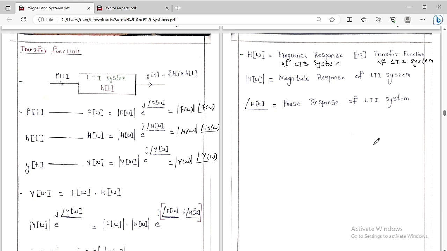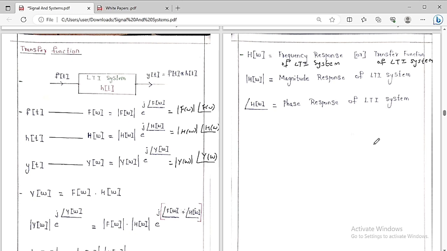Since these are all complex numbers, I convert them into magnitude and phase angle. Therefore, the magnitude of Y of omega is equal to the magnitude of F of omega into the magnitude of H of omega, and the phase angle of Y of omega is equal to the phase angle of F of omega plus the phase angle of H of omega. Therefore, H of omega is called the frequency response or the transfer function of the LTI system, its magnitude is the magnitude response, and its phase angle is the phase response. These things you always have to keep in mind.